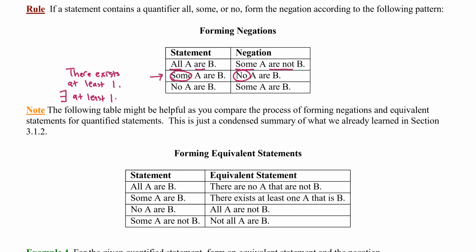Now, if I have the statement no A are B, I can also negate it using the reverse, some A are B. So observe, to negate some, I use no. To negate no, I use some. Again, keep this table handy as you work through your homework. And remember, from the previous section, we were looking at forming equivalent statements for quantified statements. So make sure you understand there's a pattern for forming negations, there's a pattern for forming equivalent statements. And just by the way, I think dealing with the quantified statements is probably one of the hardest parts of this whole chapter. So if you can master this, you are good to go.